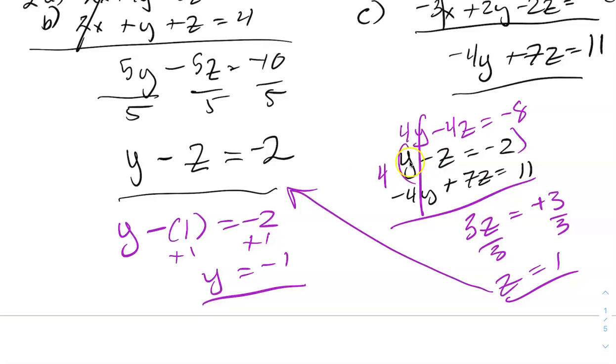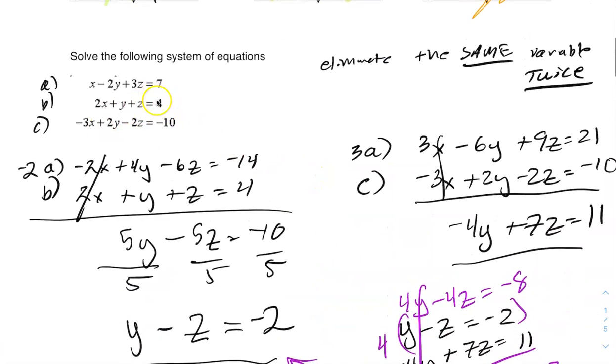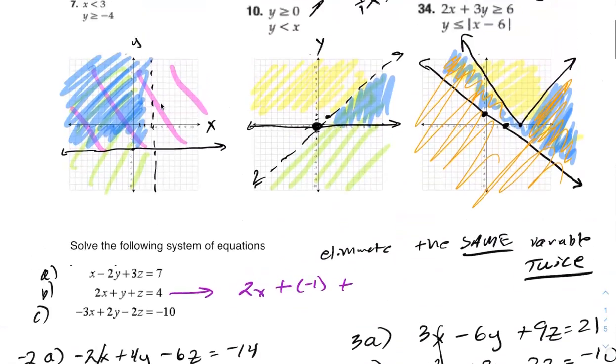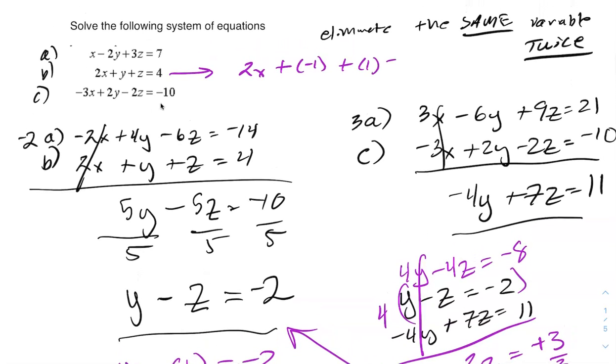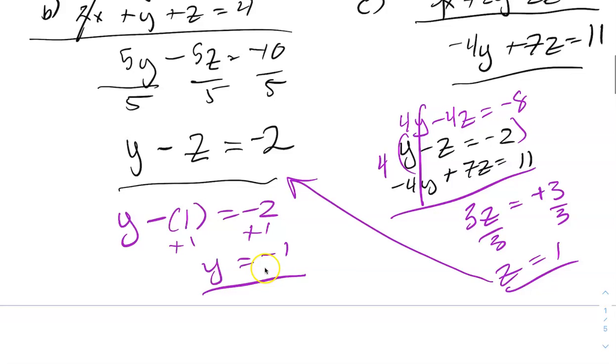So now I have y and z. I gotta find x. So to find x, you go back to one of the original equations. It doesn't matter which one. I'll actually use the middle one. So 2x plus y, which is -1, plus z, which was 1, equals 4. These cancel out. I get 2x equals 4. Divide by 2. X equals 2. So I have x equals 2, y equals -1, z equals 1. So 2, -1, 1. That's my answer.